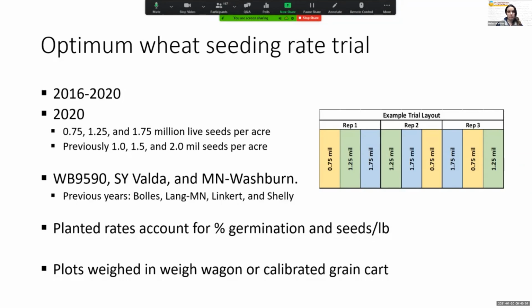So the varieties we focused on this year were 9590, Valda, and the new Minnesota Washburn variety. And in previous years, we've looked at Bowles, Lang, Linkert, and Shelley.